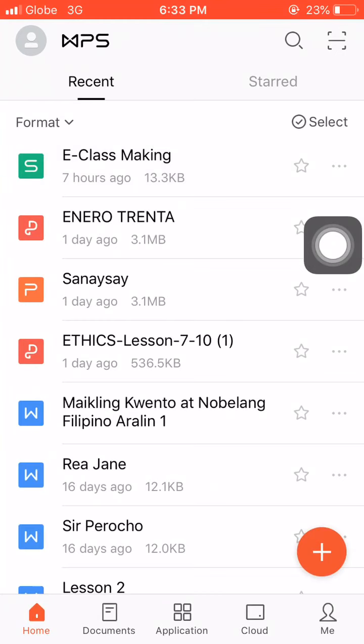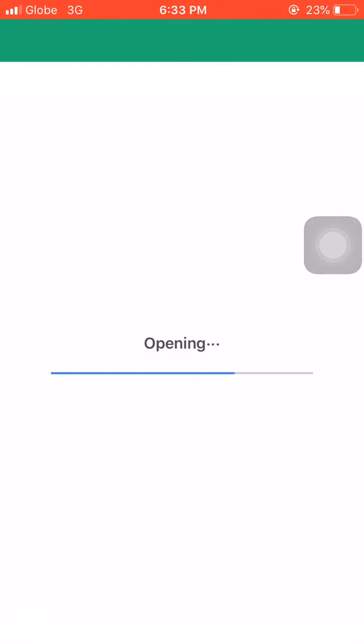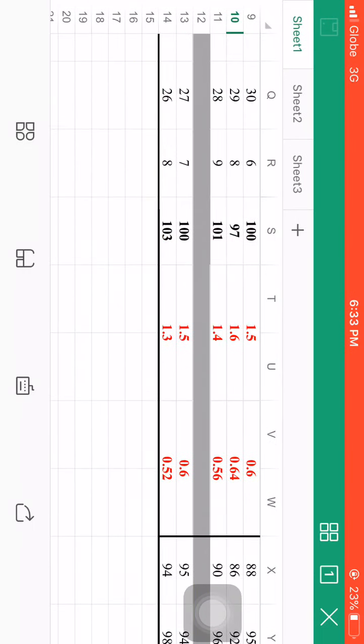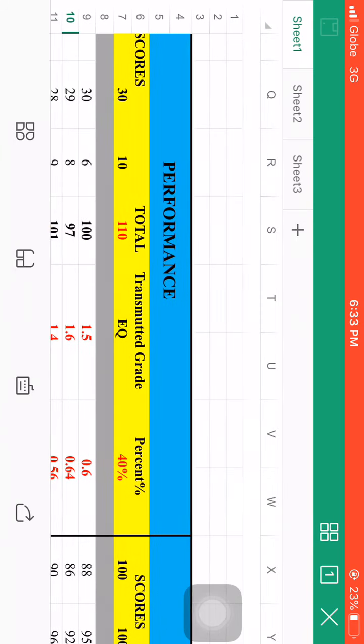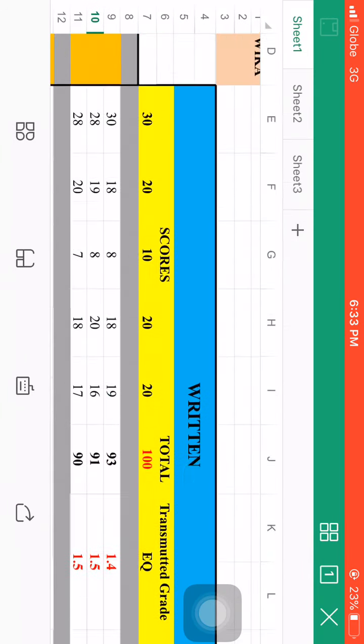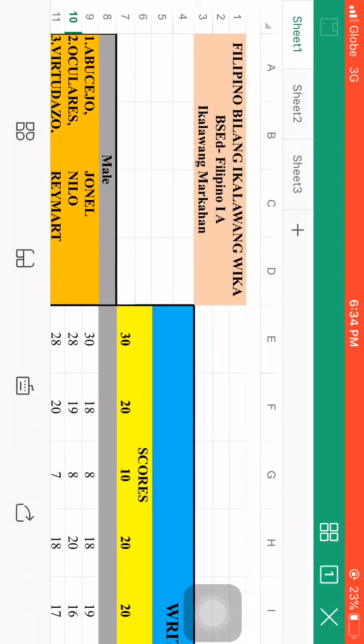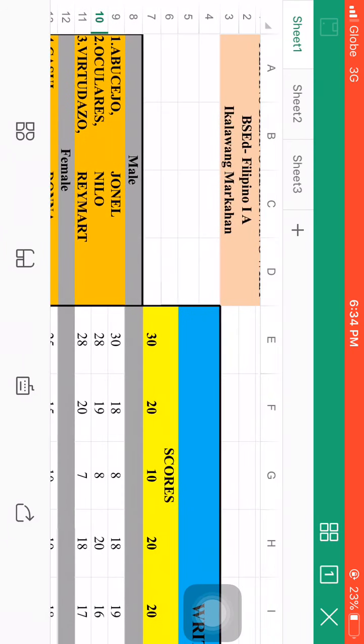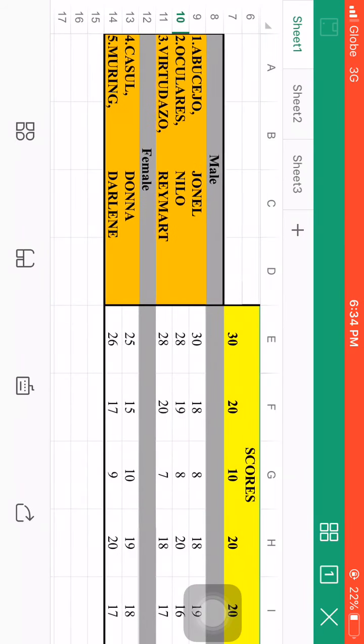Here's my e-class making. I assume that I am a teacher of the subject Pilipino bilang ikalawang wika, and my students are from BS Ed Filipino 1A, and this is ikalawang markahan or second quarter. So here are my 5 assumed students, 3 males and 2 females.